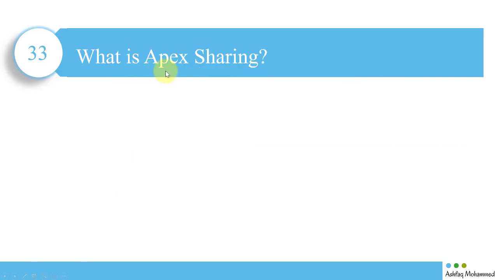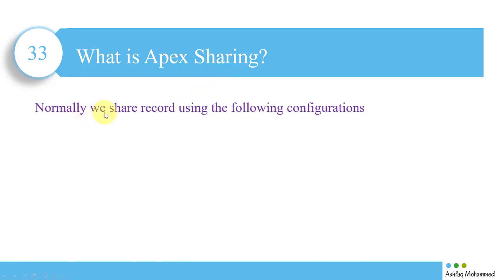What is Apex sharing? This is another very, very important question. Normally we share records using the following configurations, right? We use record ownership: the owner of the record will automatically get access to the record. This is a config. Role hierarchy: the person who owns the record and everyone above his role hierarchy, all the managers above him, will automatically get access to the record, right?